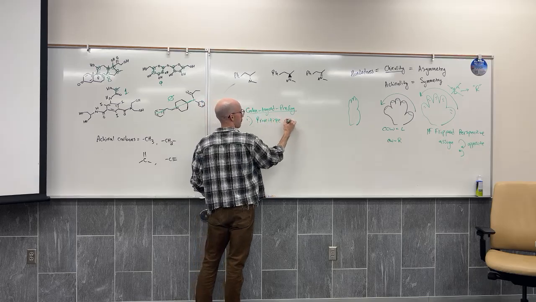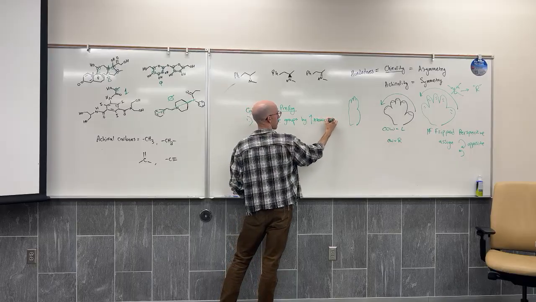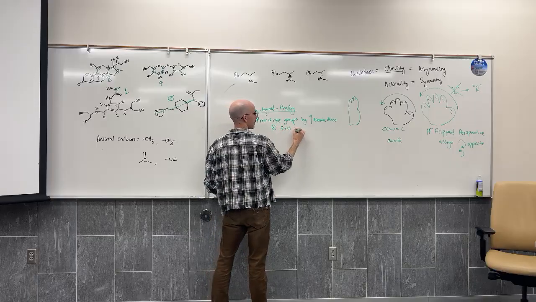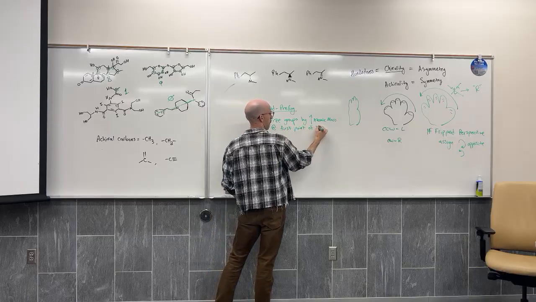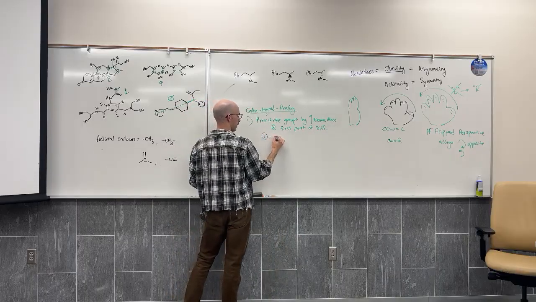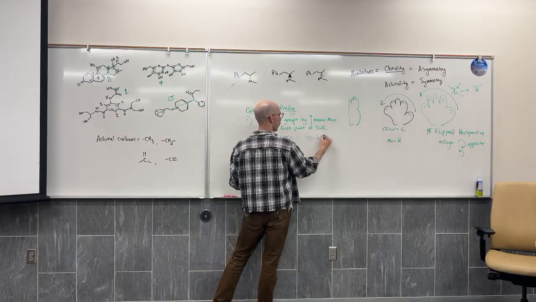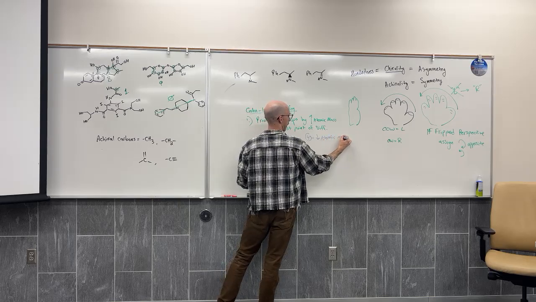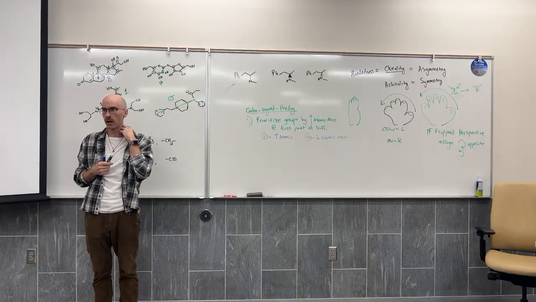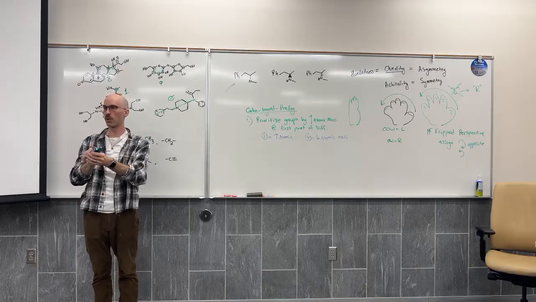And to assign these, they said first, prioritize groups by highest atomic mass at the first point of difference. Group 1 has the highest atomic mass. Group 4 has the lowest atomic mass. Why are we only going to 4? Yeah, it's 4 distinct groups at our chiral carbon. Okay, so that's rule number 1.